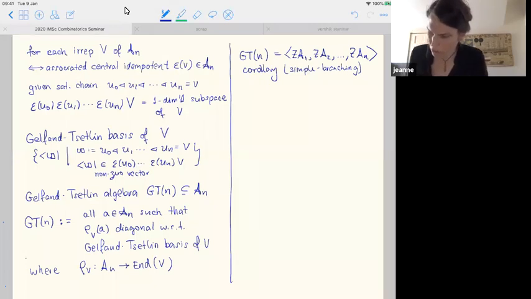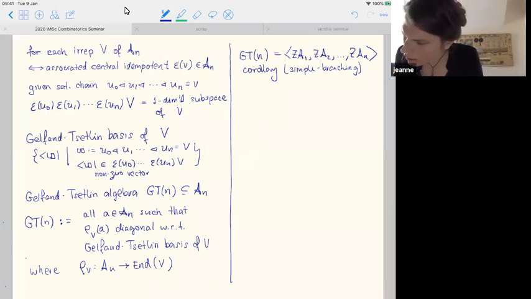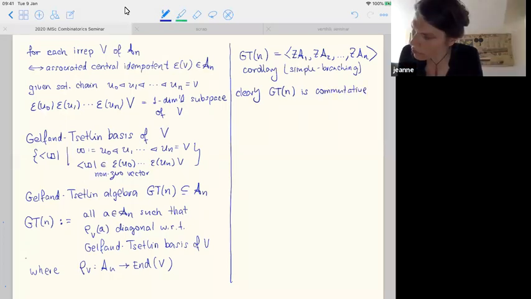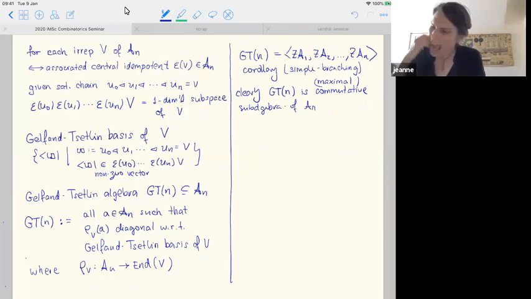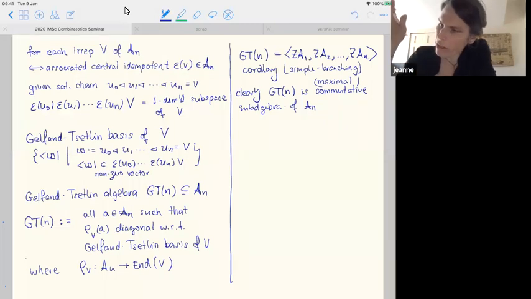Let me make the comment that it's clear from the definition as diagonal operators that this GTN is commutative. In fact, it's a maximal commutative subalgebra of AN. And what we want are generators of this thing, special generators, which are called Jucys-Murphy elements.